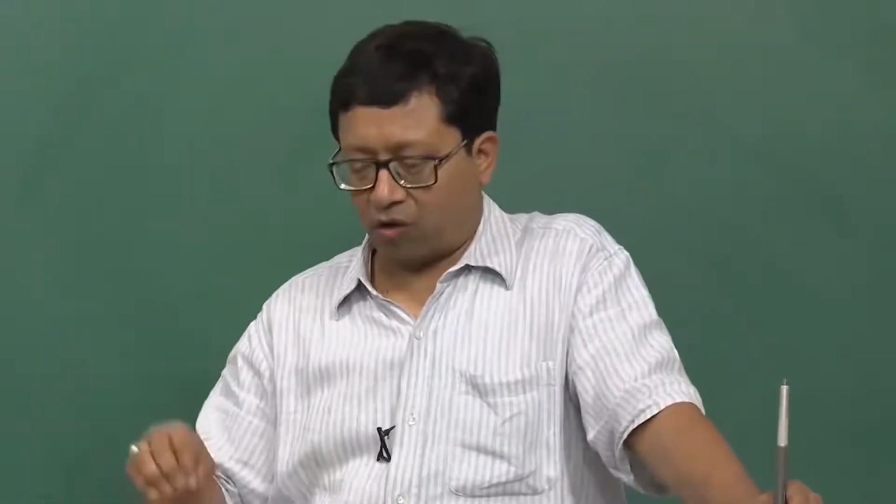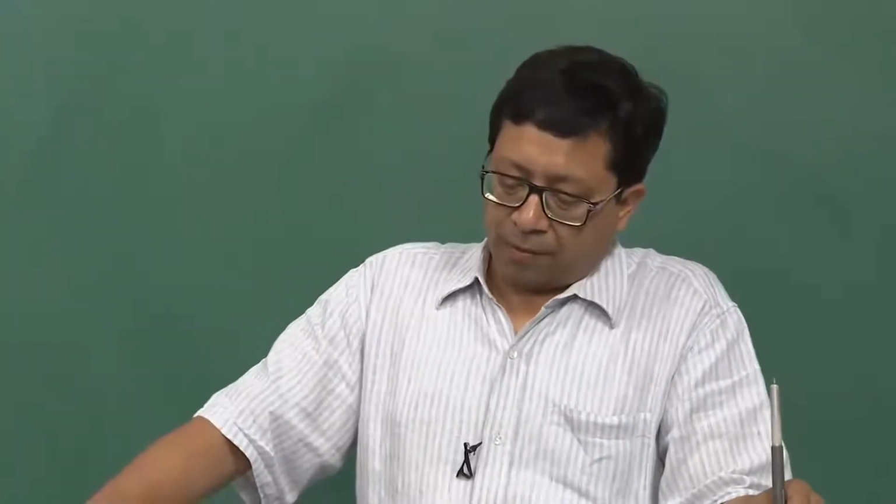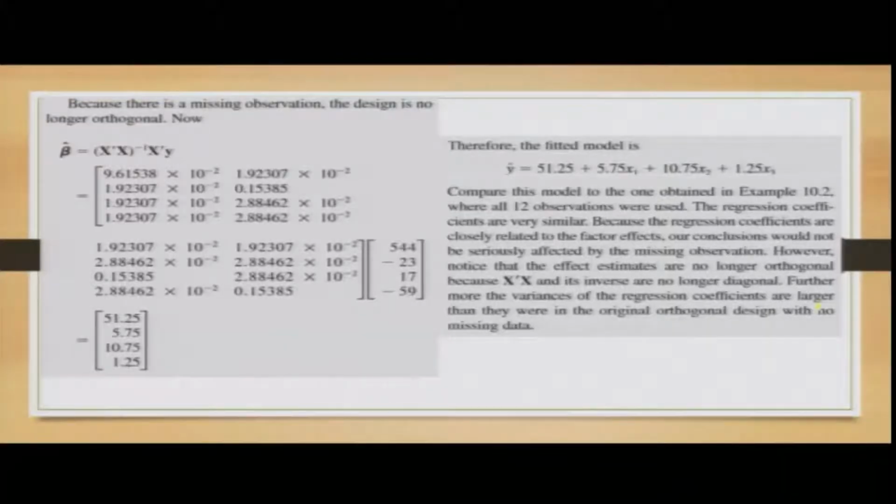You use the QQ plots, plot it along the 45 degrees line, and check whether the points lie there. Obviously, they would not all lie on the 45 degrees line, but you can get an answer from that. Compare this model to the one obtained earlier. The regression coefficients are very similar because the regression coefficients are closely related to the factor effects.